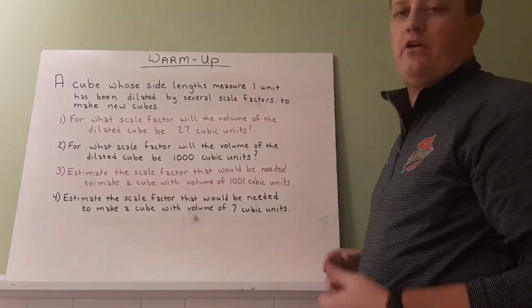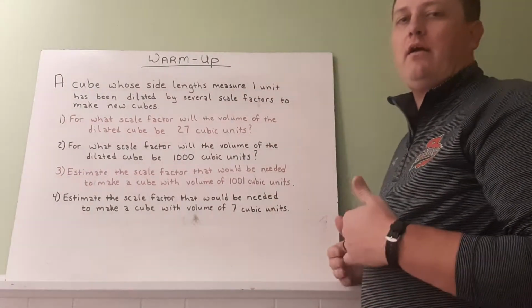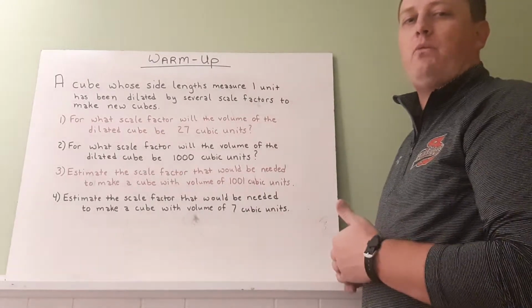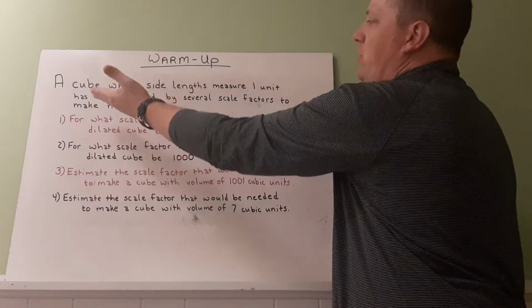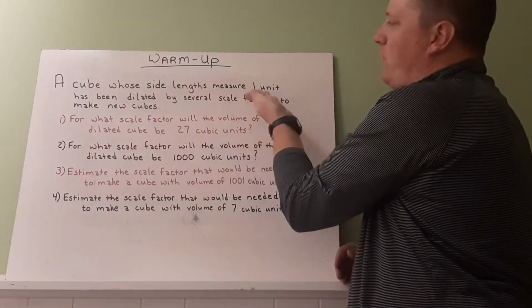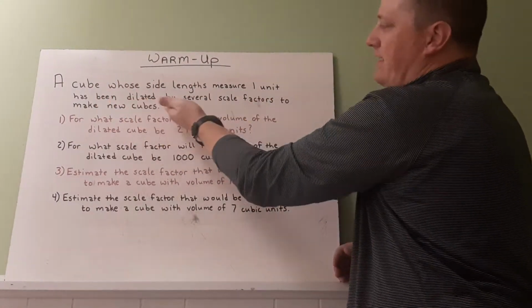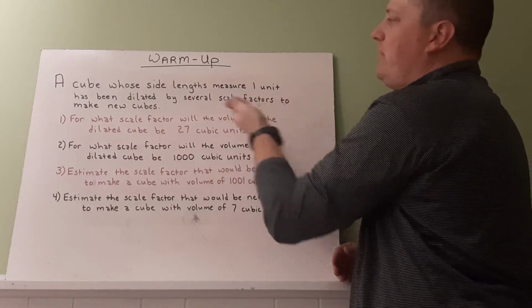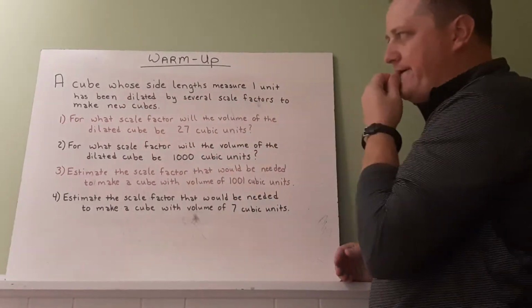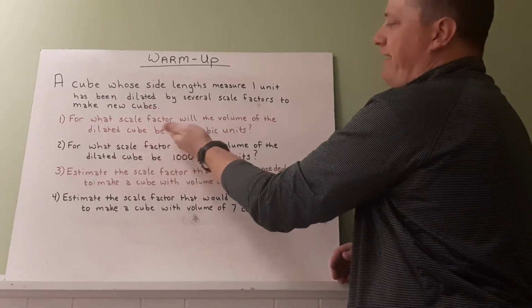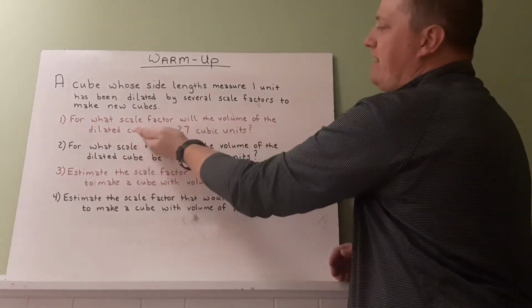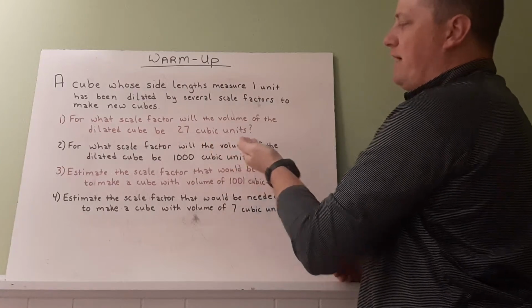All right, so here's our warm-up that you need to bring tomorrow to class so that we can have a discussion on what's going on. So a cube whose side lengths measure 1 unit has been dilated by several scale factors to make new cubes. So question number 1, for what scale factor will the volume of the dilated cube be 27 cubic units?